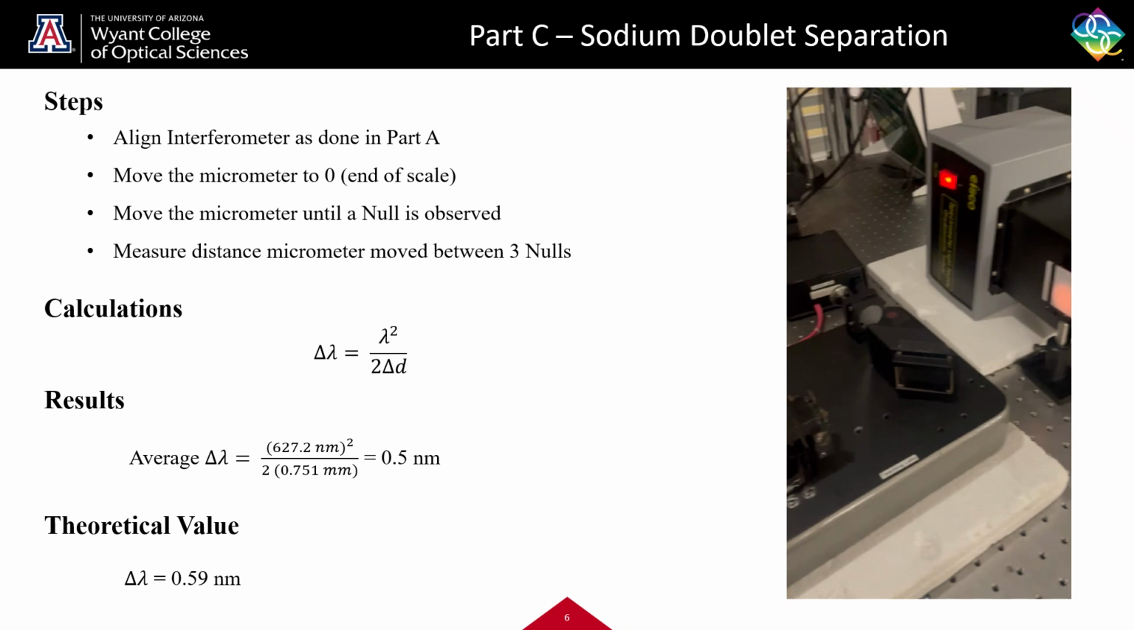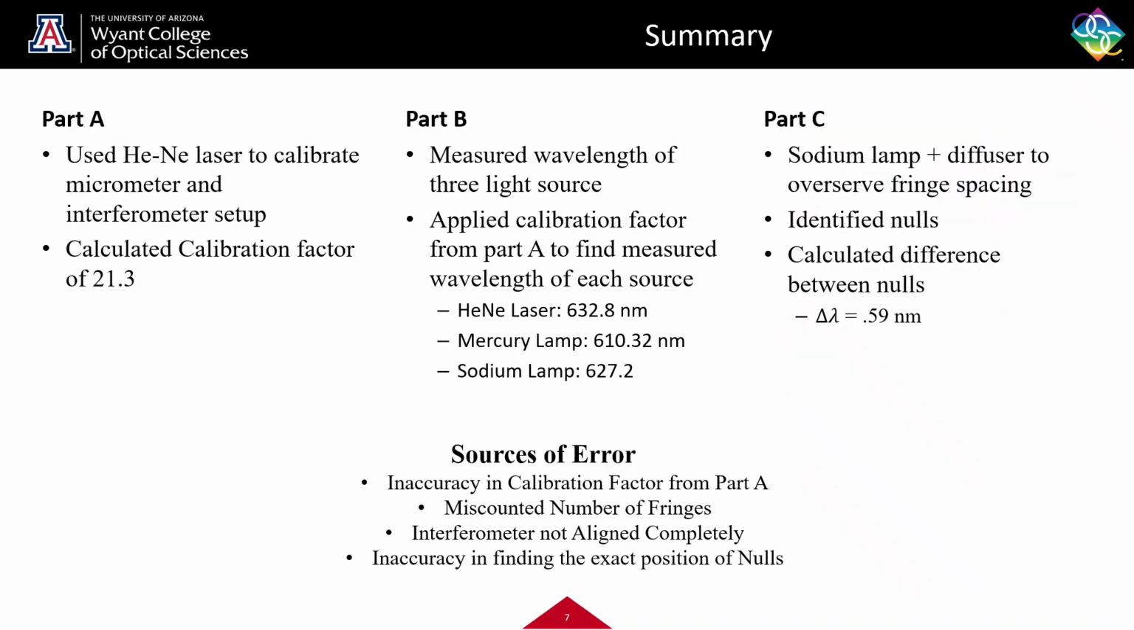Going on to part C, we measured the separation of a sodium doublet by aligning the interferometer as done in part A, but this time moving the micrometer all the way to the end of the scale, which was at 0, and observing three nulls. And we measured the distance between three different nulls and took the average, using the equation on the screen to calculate the separation, which we got to be 0.5 nanometers, which is very close to the theoretical value of 0.59 nanometers.